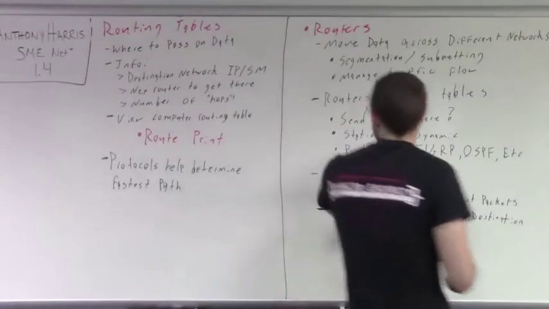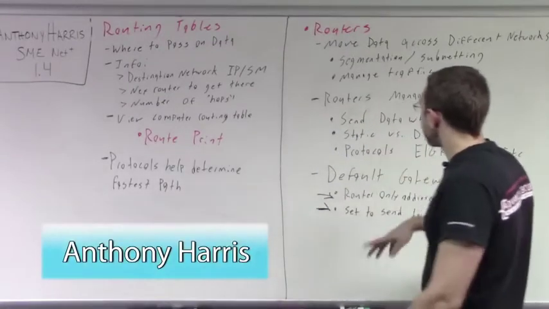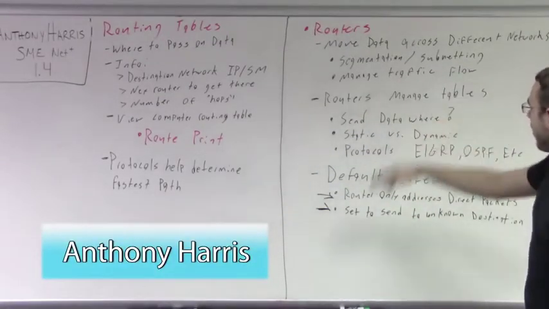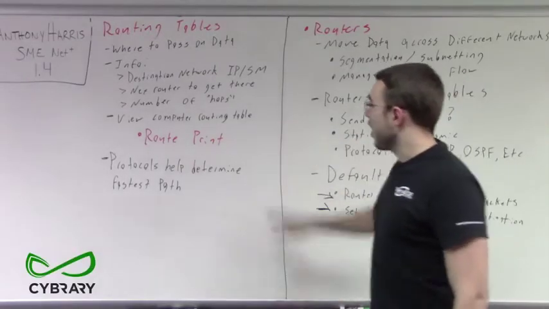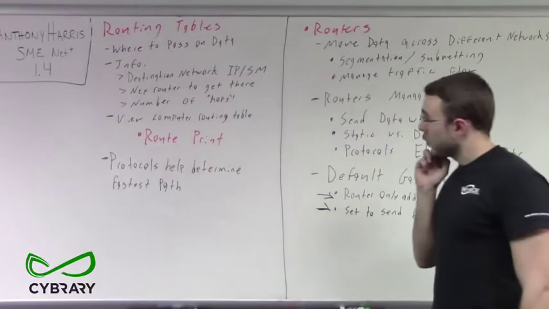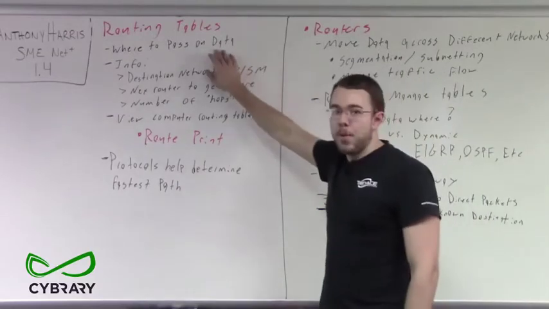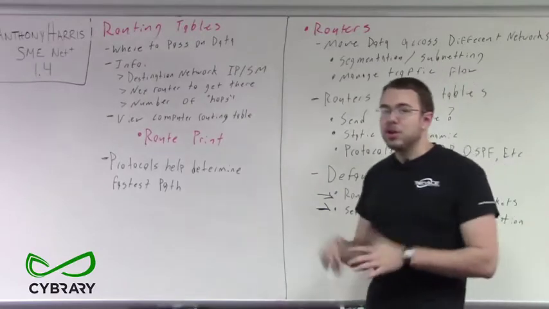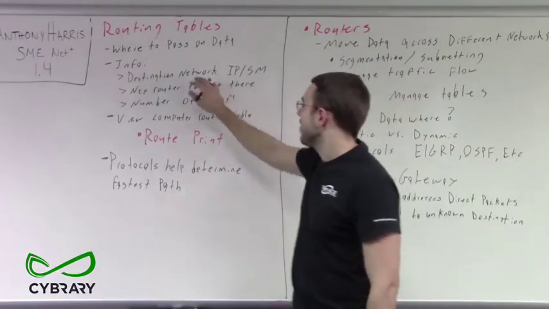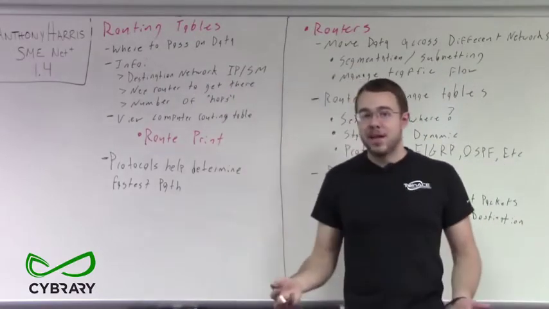So that's some of the basic information about our routers. They move data, they manage these routing tables, and they're set as our default gateway. Well, let's look a little bit more at our routing tables. We talked about how they help our router know where to pass on data. And our routing tables include information such as the destination network IP and subnet mask.